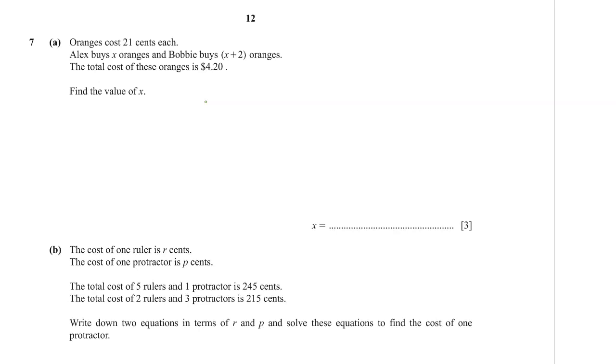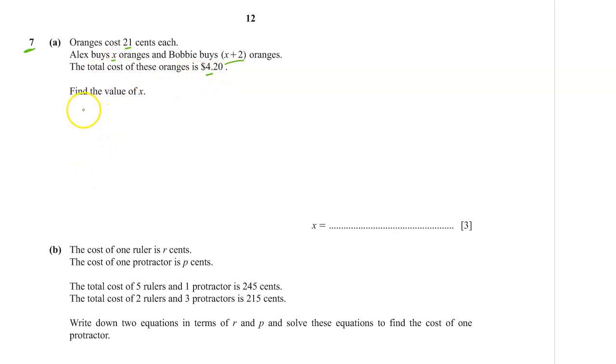Number 7. Oranges cost 21 cents each. Alex buys x oranges and Bobby buys this number of oranges. The total cost of these oranges is $4.20. Find the value of x.